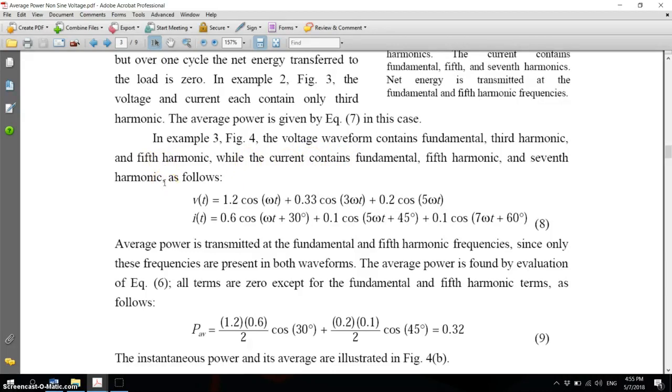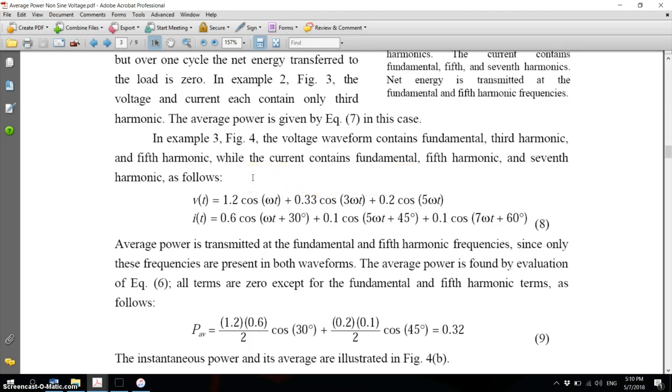And for the current, you are given 0.6, which is the fundamental, with a 30 degree angle, and we have 0.1 fifth. So the current is given by the fundamental of 0.6 with an angle of plus 30 degrees, the fifth component 0.1 with a 45 degree angle, and the seventh component with 0.1 amplitude and a 60 degree angle. So notice here there is no third harmonic.